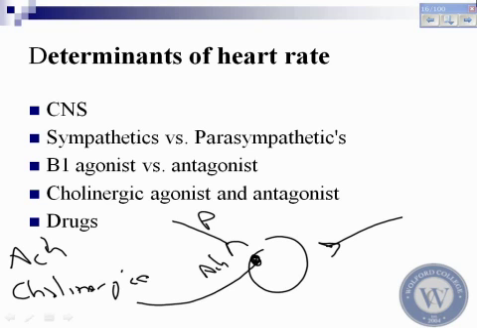Okay? On the other hand, the neurotransmitter for sympathetics, which is norepinephrine, could be a norepinephrine receptor, okay? Or the way it's normally called, it's a beta-1 receptor.